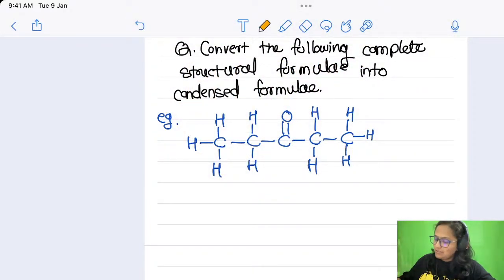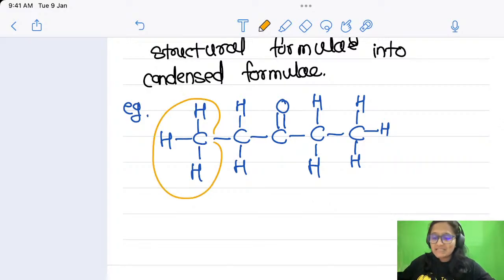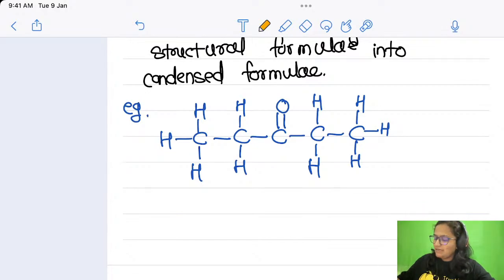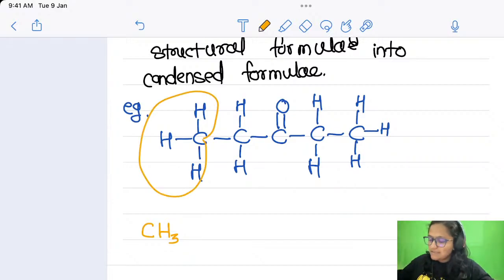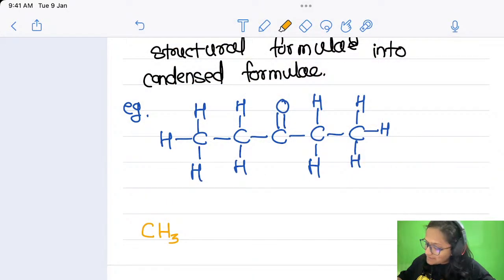So first of all, I'll start with this carbon atom. This carbon atom is attached to 3 hydrogen atoms, right? So instead of writing such a big structure, with carbon separately and hydrogen separately, I'll do one thing. I'll write it down like this: CH3. That's it. It stands for this one, right? I'll just highlight this carbon atom. So here I have written CH3.